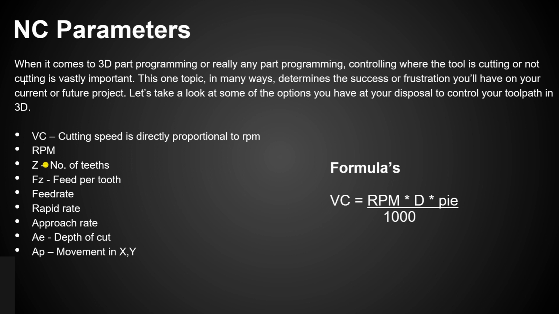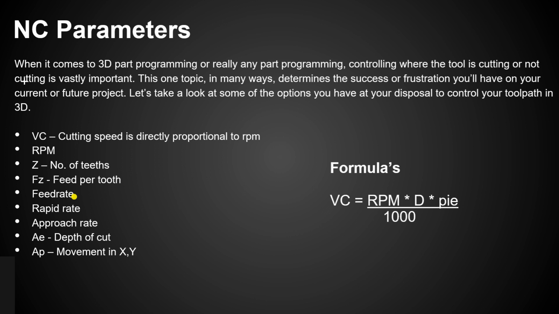So what is VC? VC is cutting speed, RPM, Z is the number of teeth, how many teeth you have, like inserts, and feed per tooth. Every individual tooth has its own feed per tooth. After that, feed rate like G01, which is actually cutting the area. Rapid rate is the distance from your home position to the cutting area. Approach rate is where you define your vertical area or ramping area. It is the positioning from where the cutter will start.